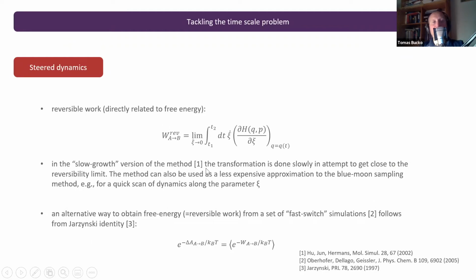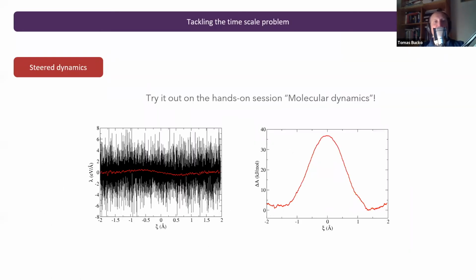Based on this idea, you can design a little bit different simulation strategy. Instead of trying to realize the transformation slowly so as to be close to the reversibility limit, you don't care about that. You do the transformation quickly, but you do so many times. Each time you get irreversible work, which you then average. I have never performed this kind of simulation, but it is possible in principle. So be my guest and do so, and let me know how it works.